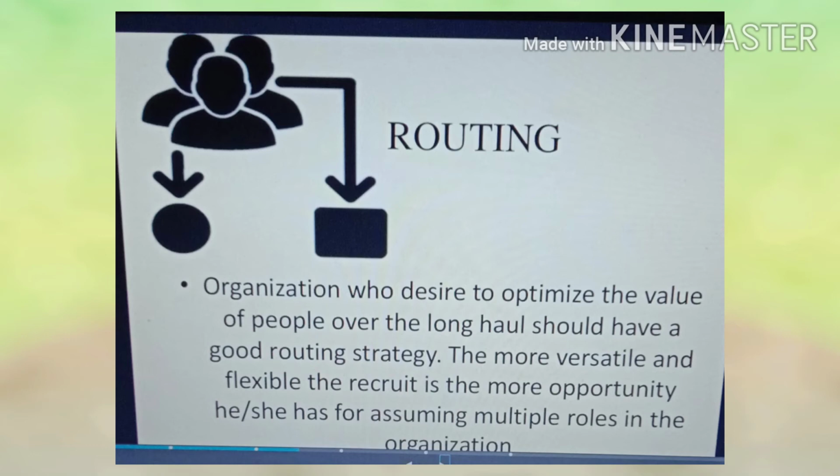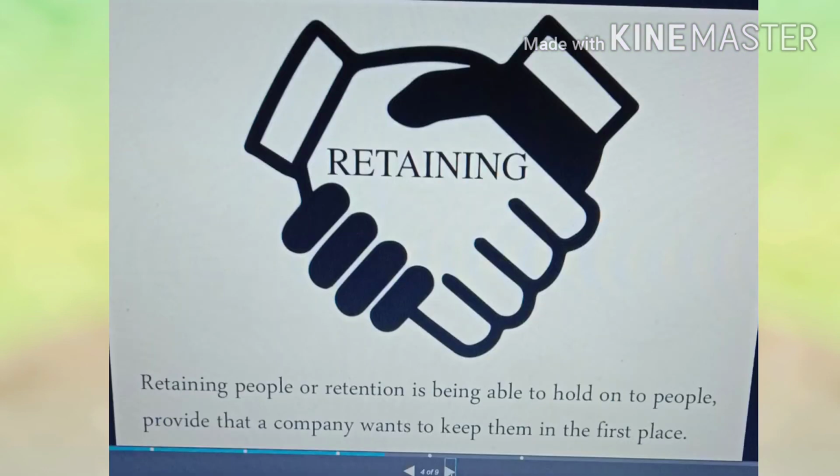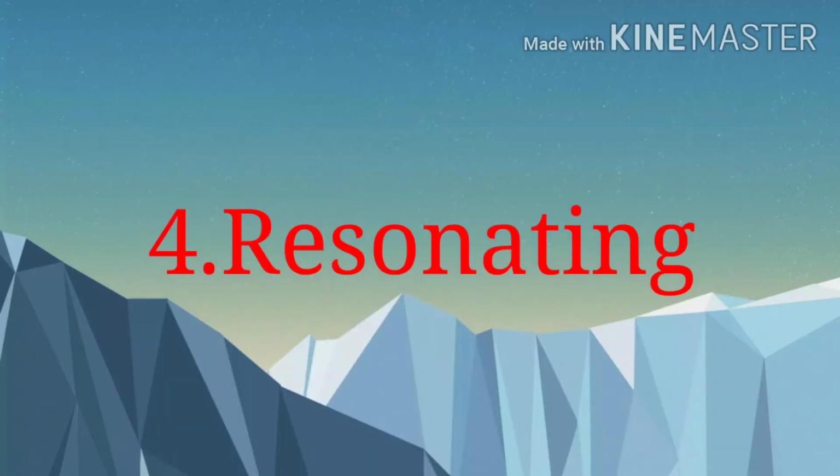The third of the 8 R's of human resources is retaining. Retaining people, or retention, is being able to hold on to people, provided a company wants to keep them in the first place. It is quite expensive and inefficient to recruit and train people only to lose them to competitors. The fourth of the 8 R's of human resources is resonating.